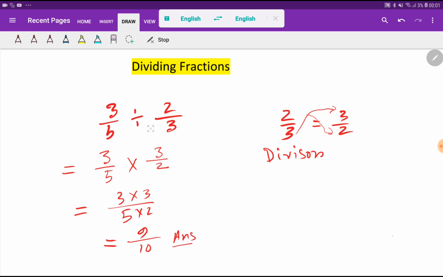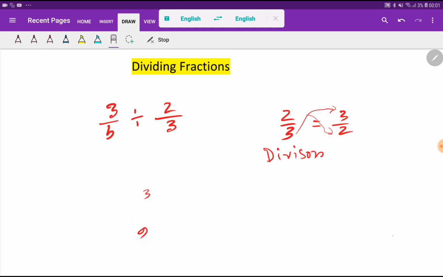So division means multiplication by the reciprocal of the divisor. I think you have understood what I want to say to you. Okay, let me take another example. This is the example of the division of a fraction by another fraction, right? Okay, let me take another example.